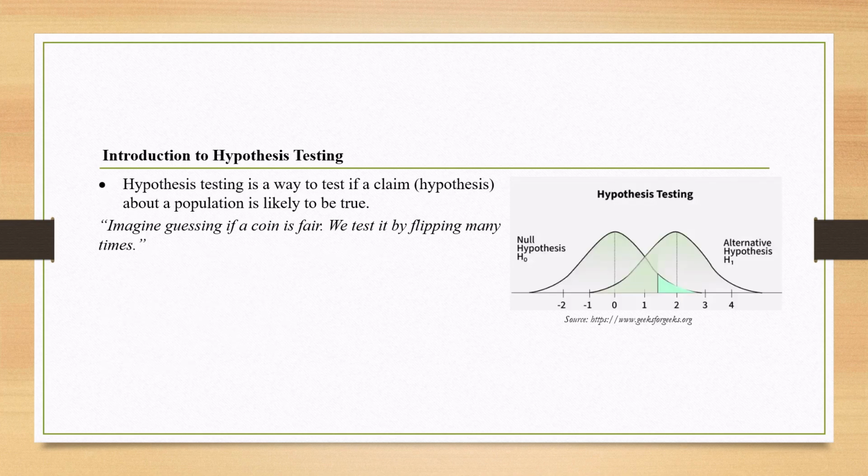Hypothesis testing is a method used to decide whether there is enough evidence in a sample to support a certain belief or claim about a population. To make it simple, imagine you are guessing whether a coin is fair. You flip it many times and use the outcome to test your guess. That process of making a claim and checking it using data is what we call hypothesis testing.